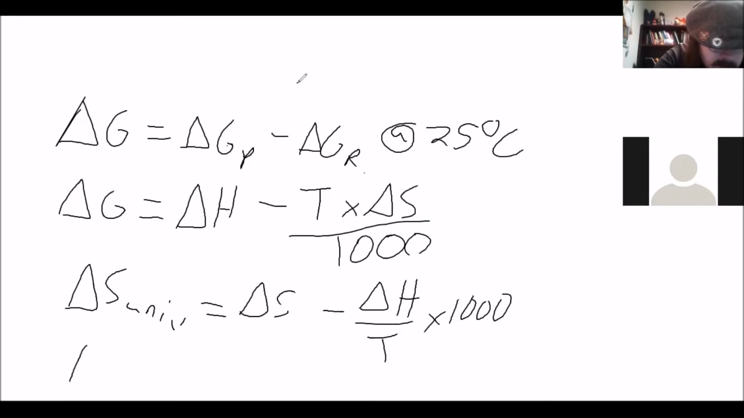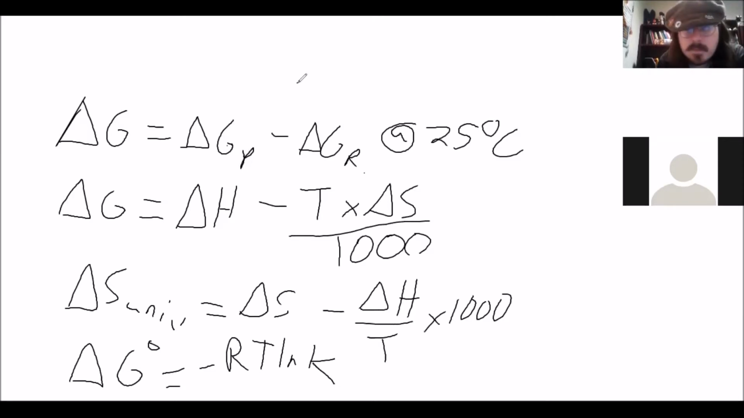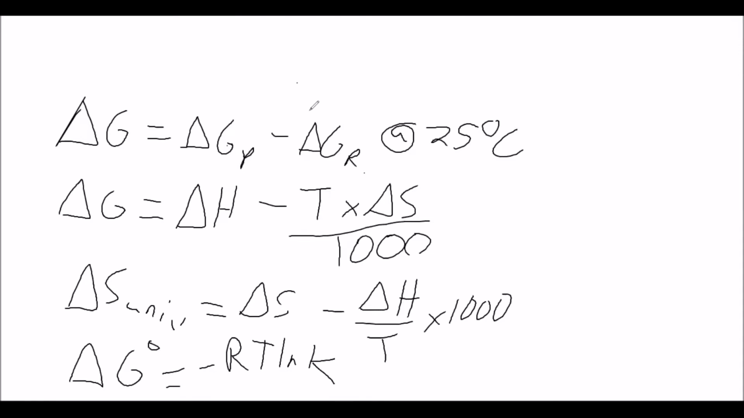And the other big equation is delta G standard equals negative RT ln K. There's maybe one or two other equations for this chapter, and that is to calculate the temperature where delta G is 0, which is delta H times 1,000 over delta S. Those are all the equations that come up really in chapter 18.